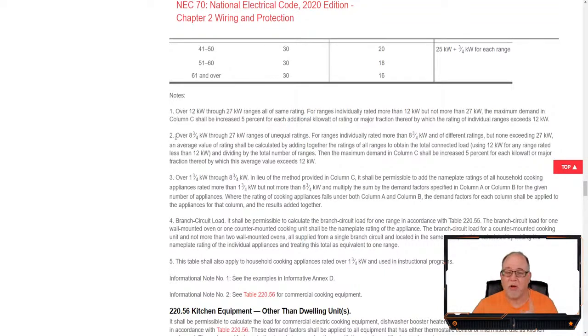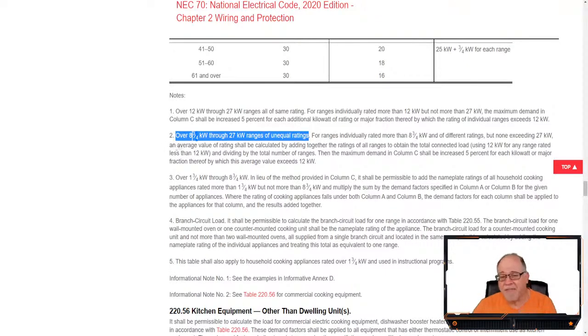Note 2 says as long as they're over 8 3/4 through 27, and the ranges are of unequal value. Now, all of ours were unequal value. So we're firmly in Note 2. So let's look at this, and then we'll see how this applies. It says for ranges individually rated more than 8 3/4, and all of ours are, and of different ratings, which they are, it says, but none of them exceed 27 kW, which none of them do.